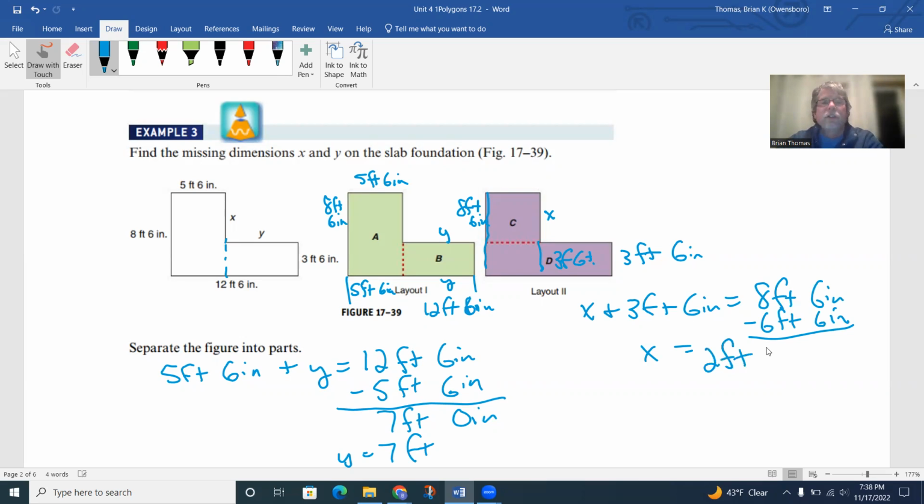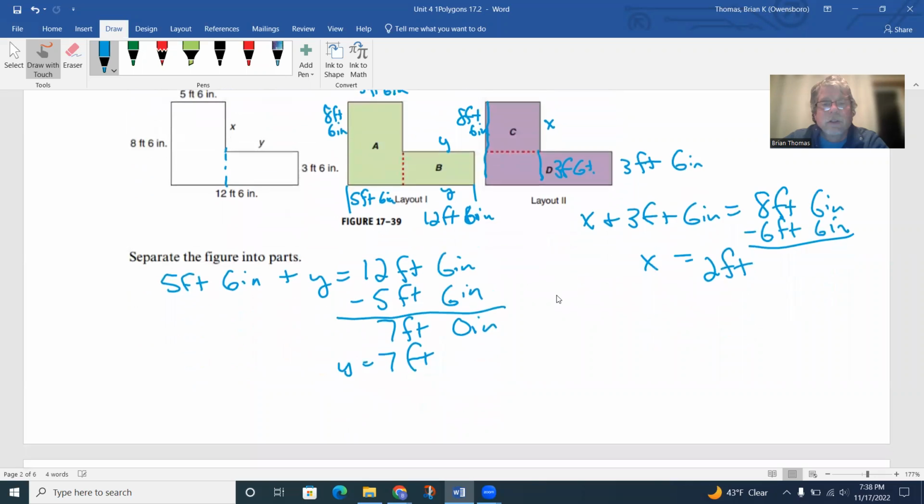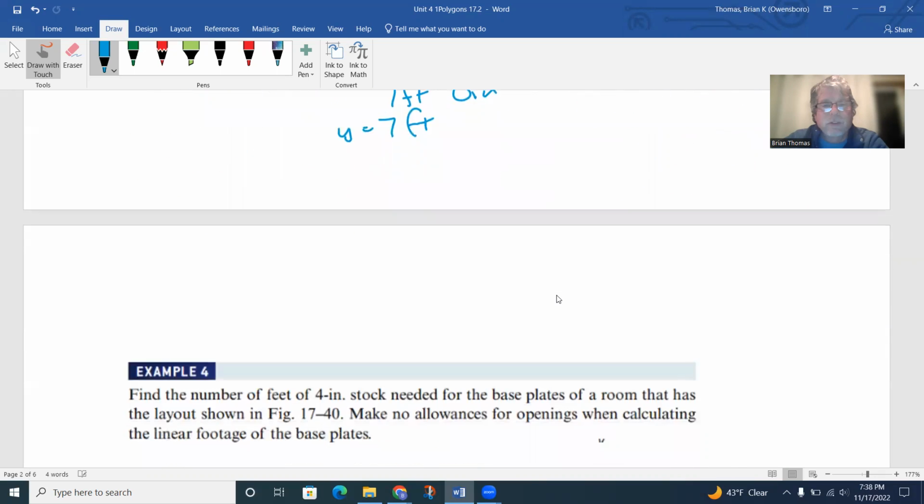So we can break it into different shapes and solve it. We probably don't need both layouts. We probably could figure that out from layout one. But anyway, we can do it in little pieces.